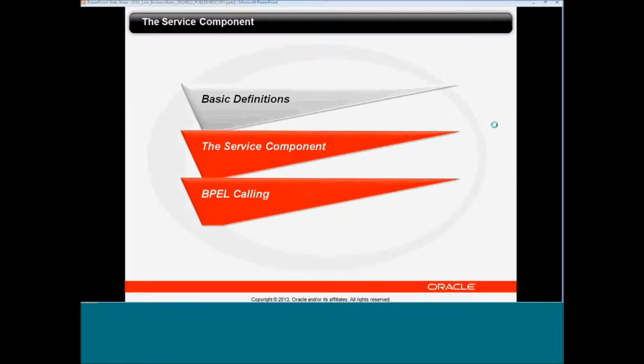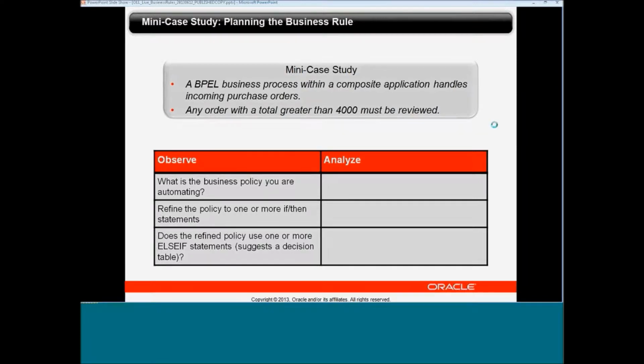We're going to take the concepts we just discussed and translate them into a configuration plan, and then we'll move to the demo portion of our conversation, and see how that configuration of the service component and the BPEL call work. So we have a little mini case study at the top of the slide. BPEL business process within a composite app handles incoming purchase orders. Any order with a total greater than 4,000 must be reviewed.